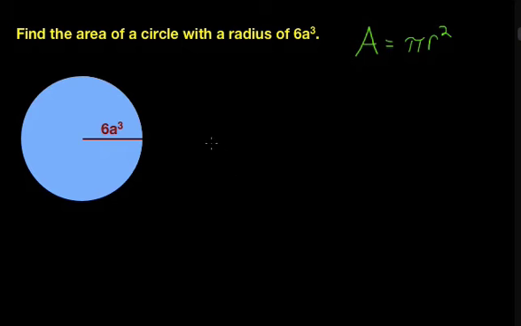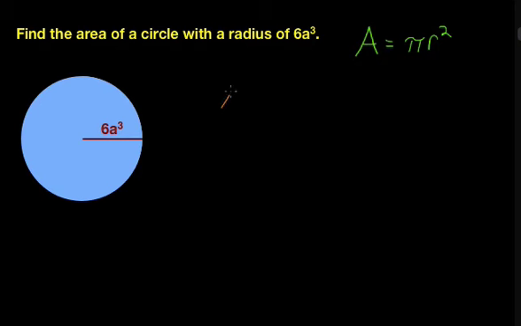All right, in this last problem, you have to find the area of a circle with a radius of 6a cubed. And I've included the formula for the area of a circle here. If you've forgotten it, it's pi r squared. So why don't you pause the video and try to find the area of the circle on your own. Pause the video now. All right, let's see how you did.